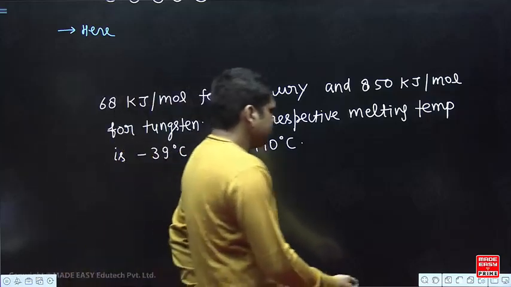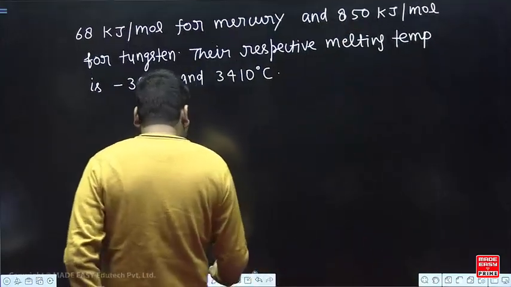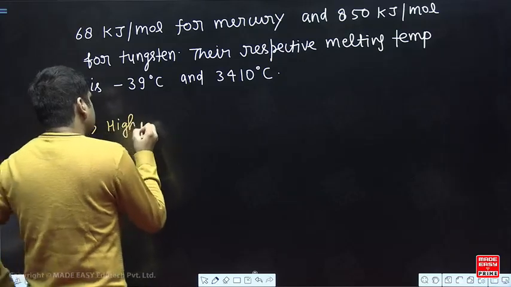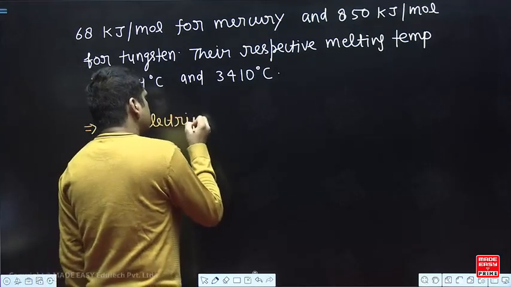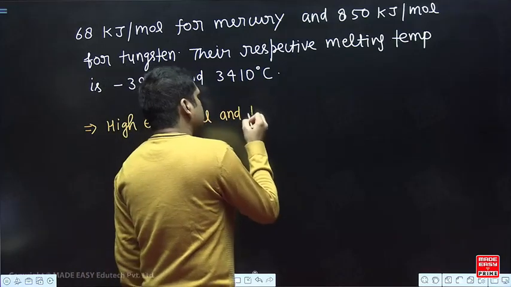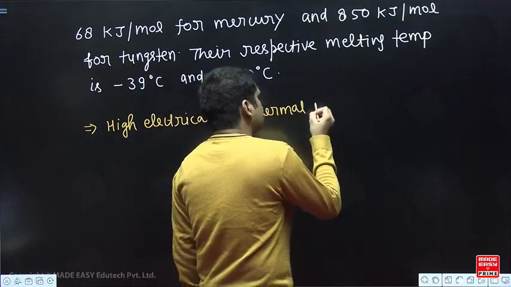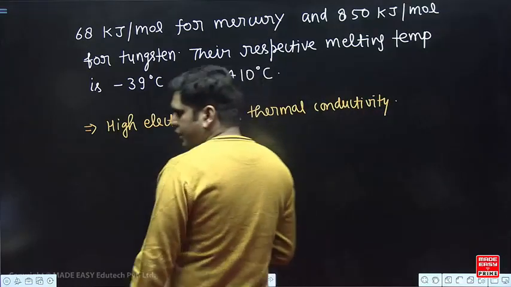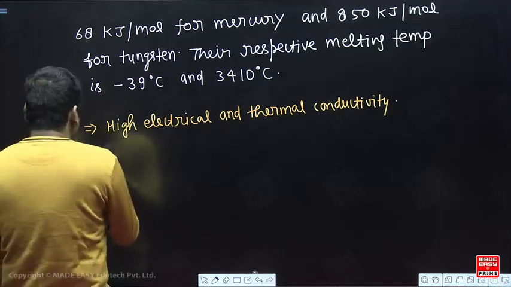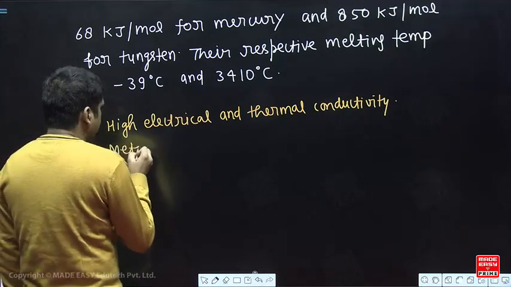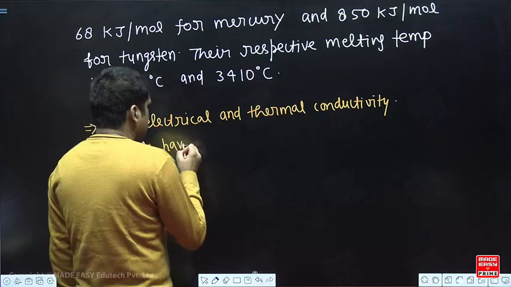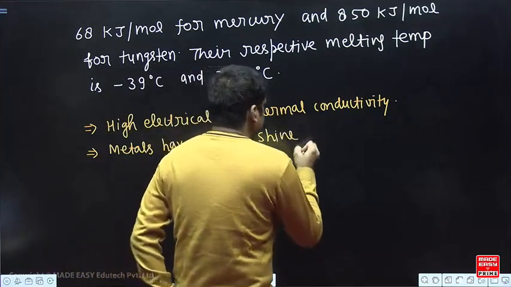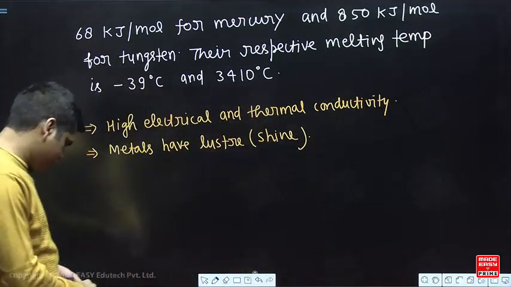Few characters of these materials: high electrical and thermal conductivity, because they have abundance of free electrons. Second, metals have luster. Luster means chamak, shine.